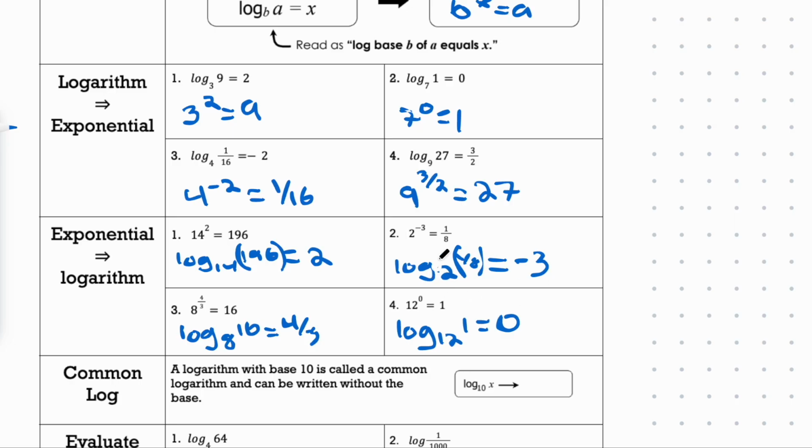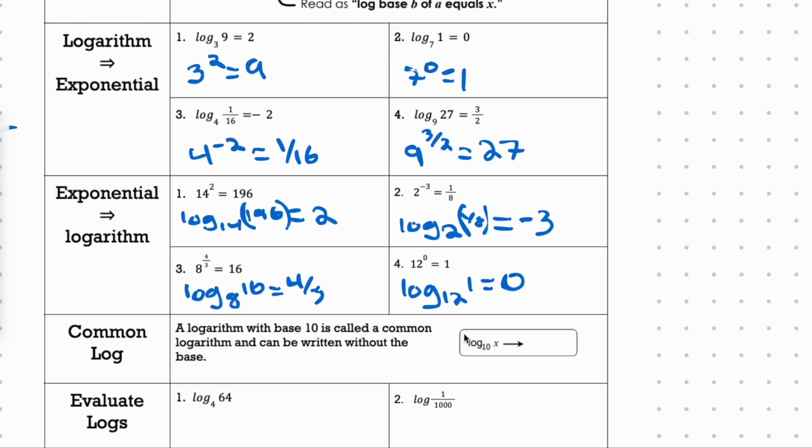And one tip, whenever we see a log of 1 here, it's always going to be equal to 0, right? We see that up here with log base 7 of 1. We see it here with log base 12 of 1. Doesn't matter if it's log base 4 of 1 or log base 4,000 of 1. It's just going to be 0. Because anything to the 0th power is 1, right?